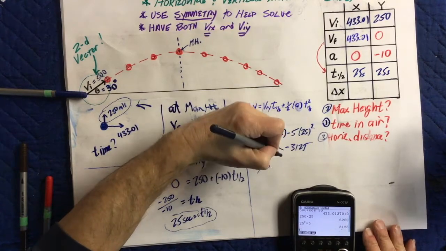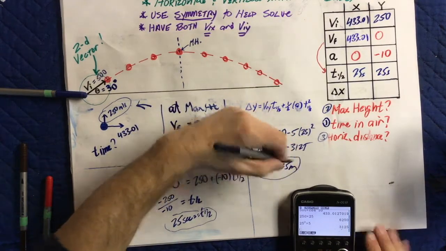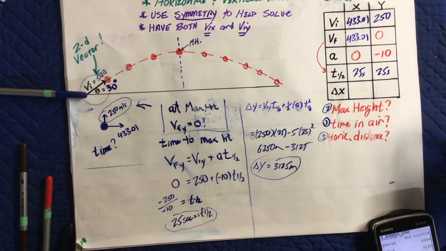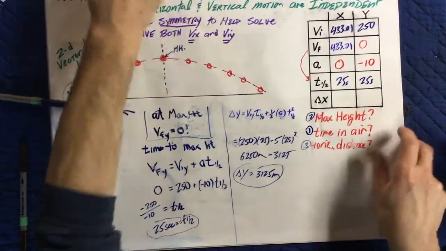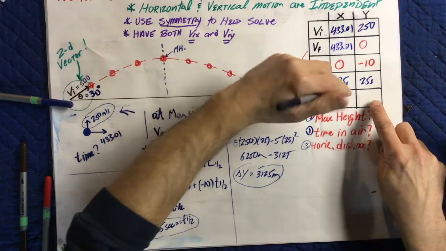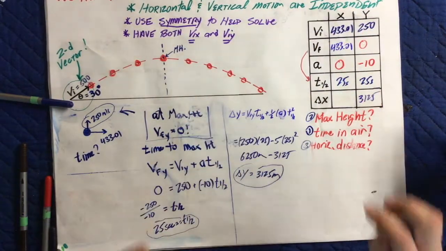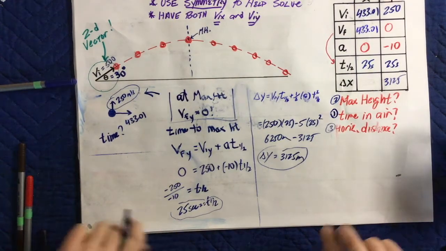So this thing is cooking. It's going to reach a little bit over 3 kilometers above the ground by the time it reaches maximum height. So we sent this thing hauling in the vertical direction. Notice I only used the information in the y column because I'm looking for this. Now this is my maximum height, 3,125. That's my change in y. There's a shorter way to do this, guys and gals and people.